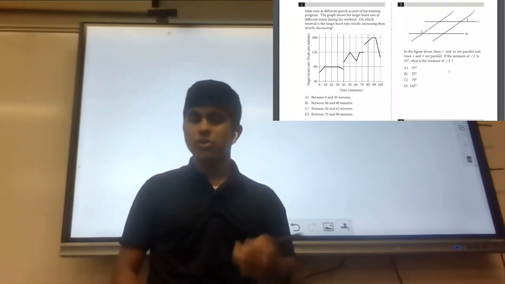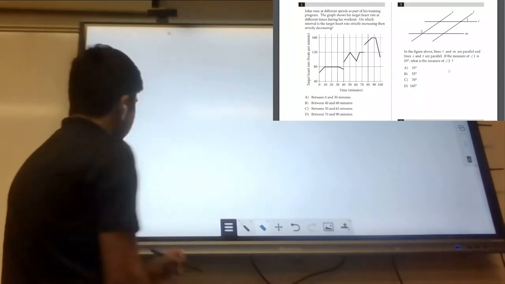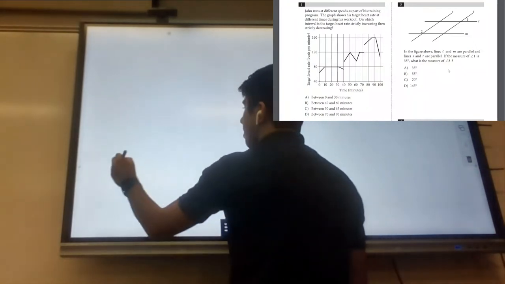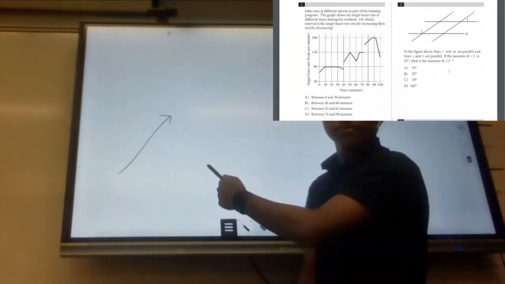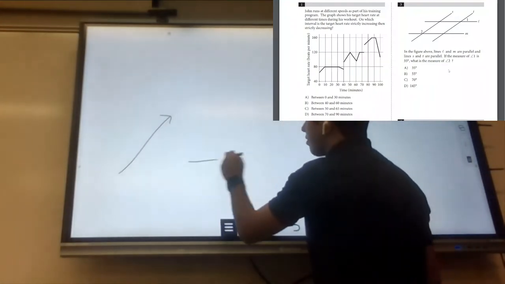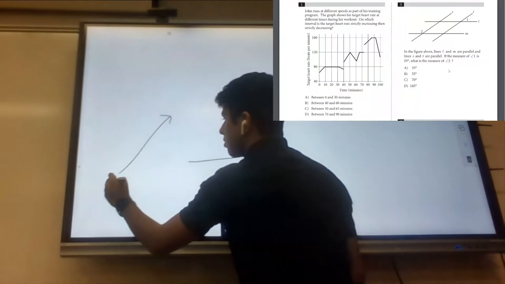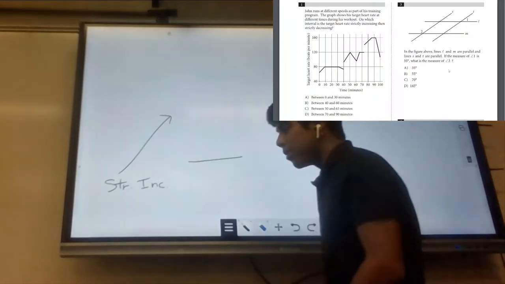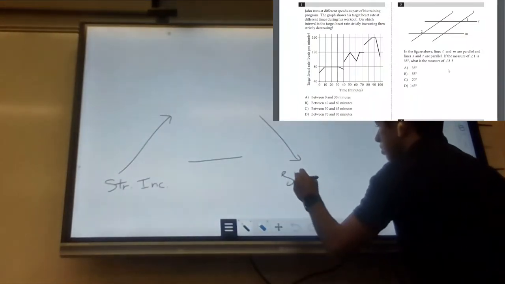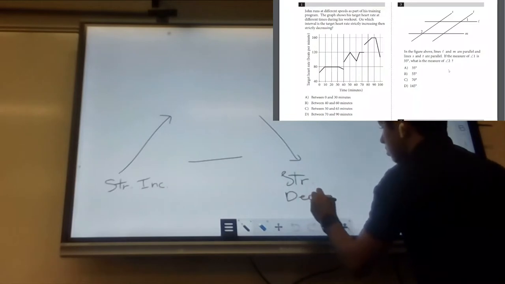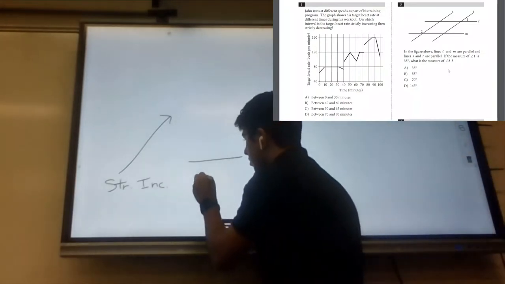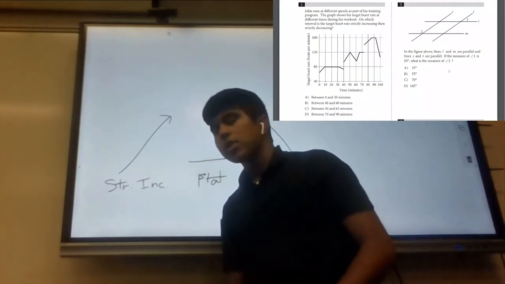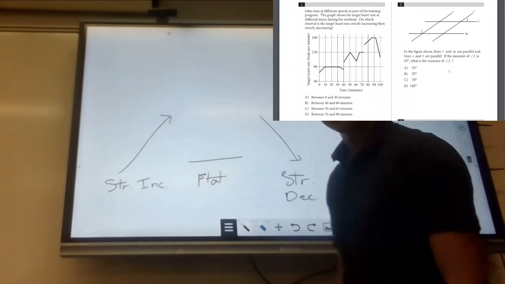So let's figure out what that means. Strictly increasing means that it's going up. It means that it's not flat or anything. This is not strictly increasing. This is strictly increasing. By the same token, this is strictly decreasing. And this is just flat. So we want to find an interval where both strictly increasing and strictly decreasing happen.